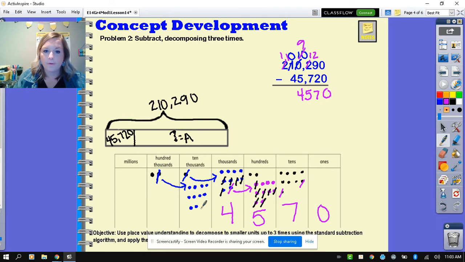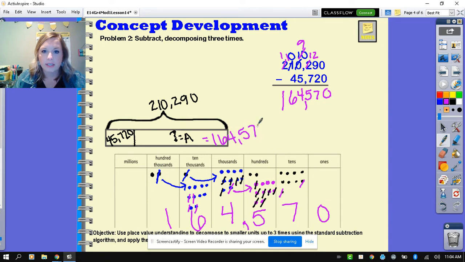So as you can see here, 10 minus 4, so we want 1, 2, 3, 4. We're left with 1, 2, 3, 4, 5, 6. And so that means 6 here, and 1. I'm taking away nothing. I'm left with 1. So 164,570 should be your answer here.